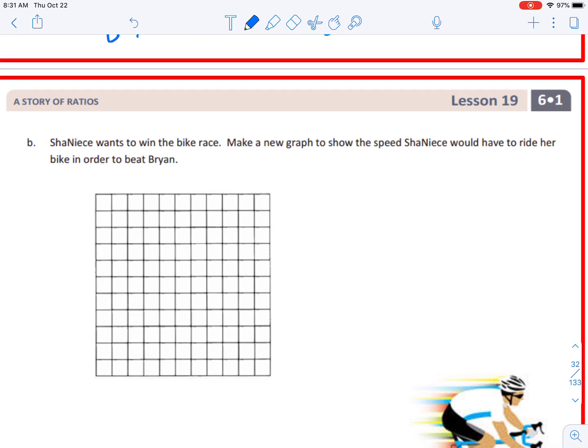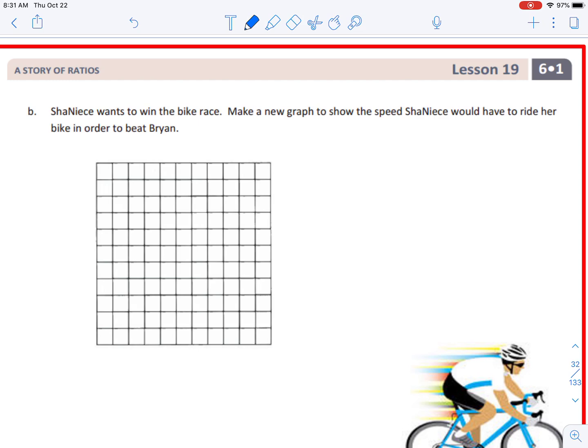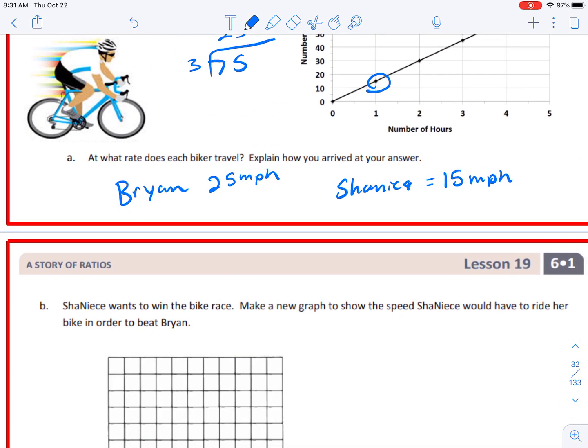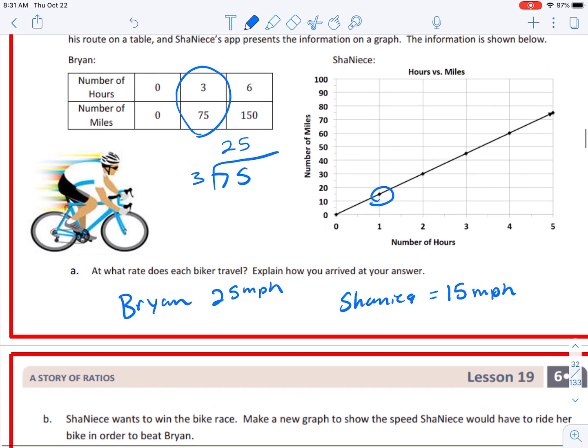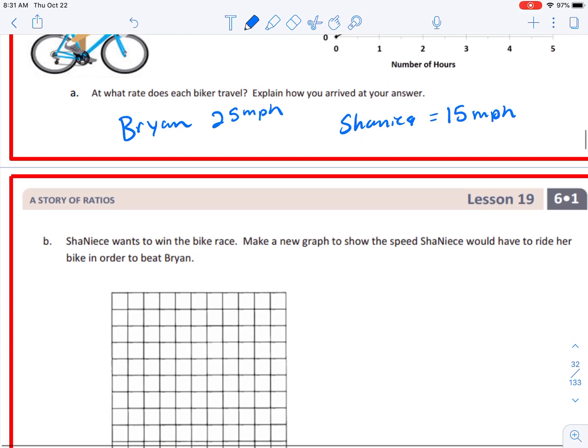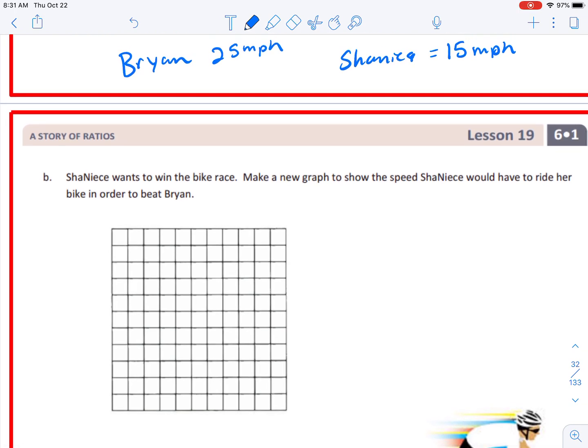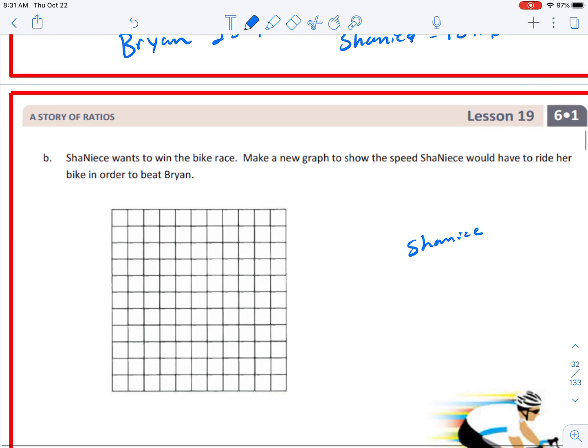It says Shanice wants to win the bike race. Make a new graph to show the speed Shanice would have to ride her bike in order to beat Brian. Okay, so Brian's going 25 miles per hour. Shanice is only going 15 miles per hour. So I would say she would need to go, let's say, anything higher than 25. So let's just do 30. Okay, so Shanice needs to go 30 miles per hour.